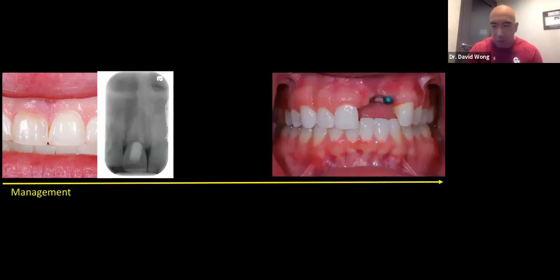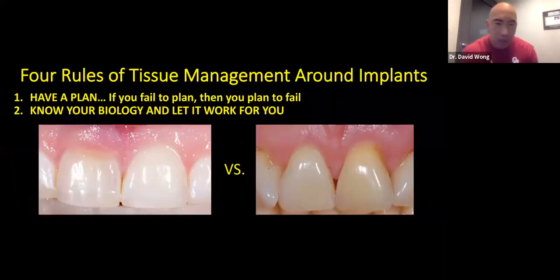That's the difference between management on one end and rescue on the other. So let's get started. Going back to our 4 rules of soft tissue management around implants, let's start with number 1. Have a plan. If you fail to plan, then you plan to fail.